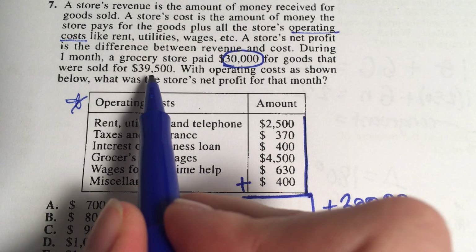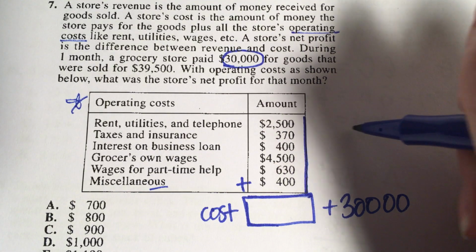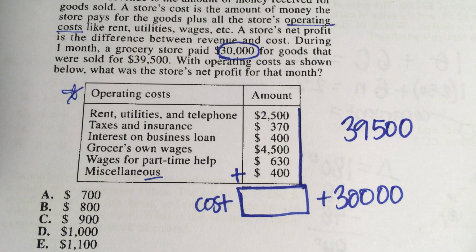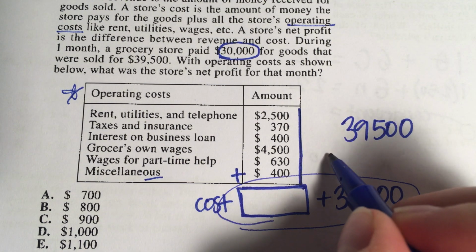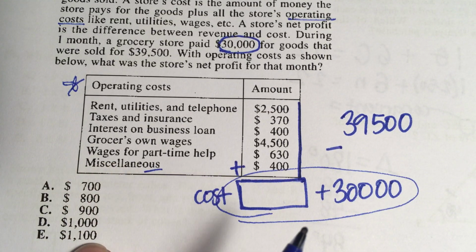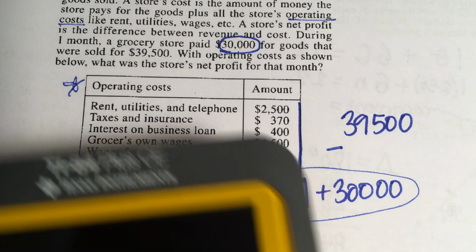And then they sold $39,500. So they sold that much, but it wasn't all profit. Profit is the money that you make after you take away all the costs. So once we figure out what all of this is, I'm going to subtract that from here to see how much money was left over, how much money they actually made in profit. So I'm going to go to my calculator.